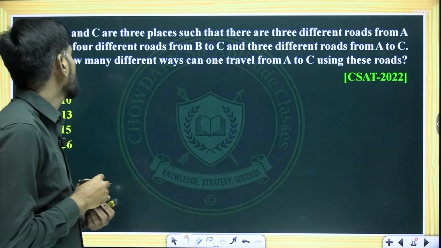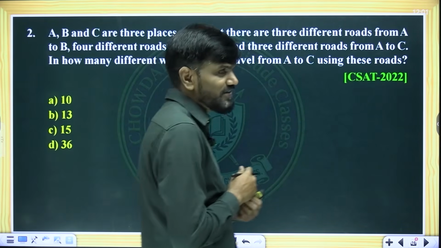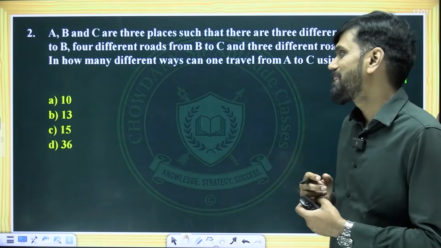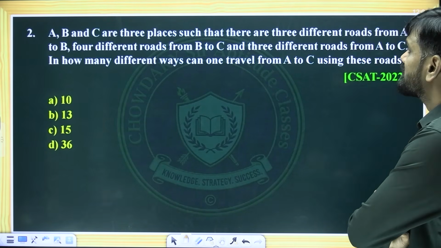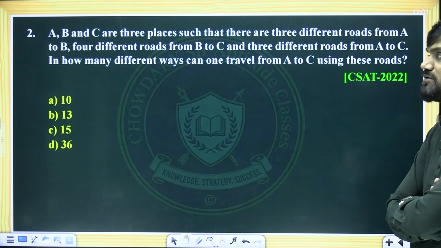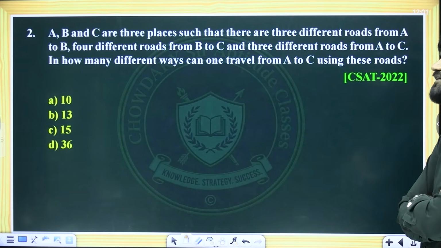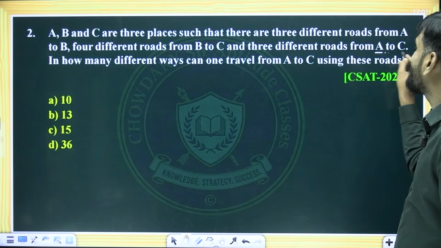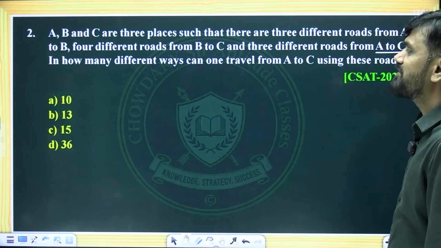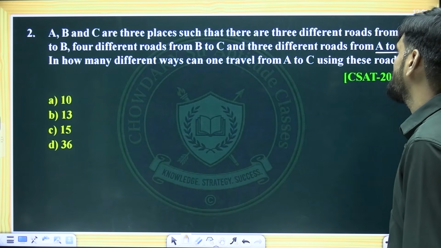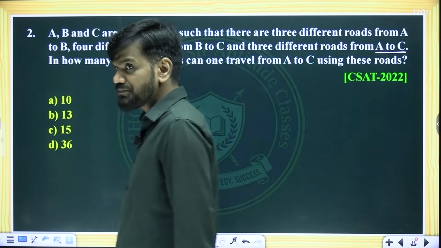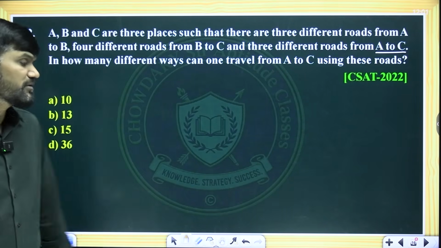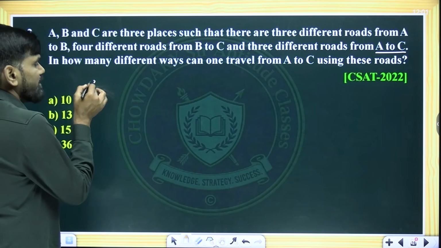Next, problem number 2. This is more interesting here. Be careful. A, B and C are 3 places such that there are 3 different roads from A to B, 4 different roads from B to C and 3 different roads from A to C directly. In how many different ways can one travel from A to C using these routes? So what mistake have people done? People did not read properly. They did it this way. This is the trap.